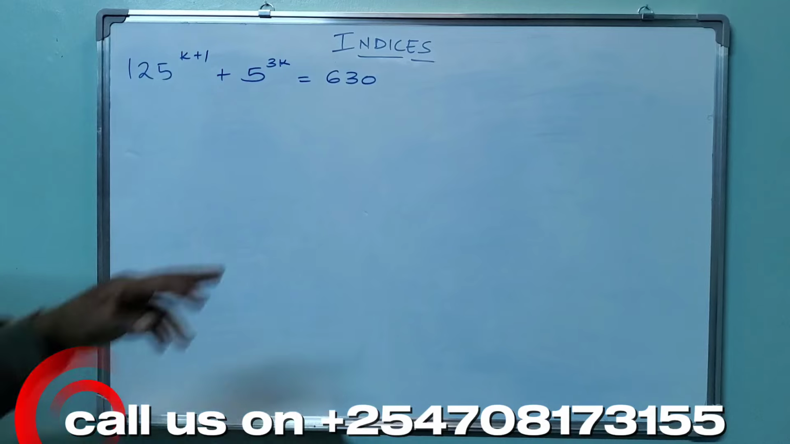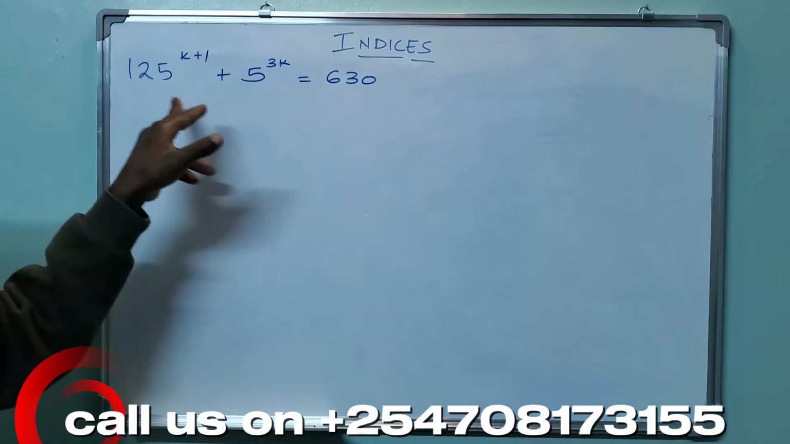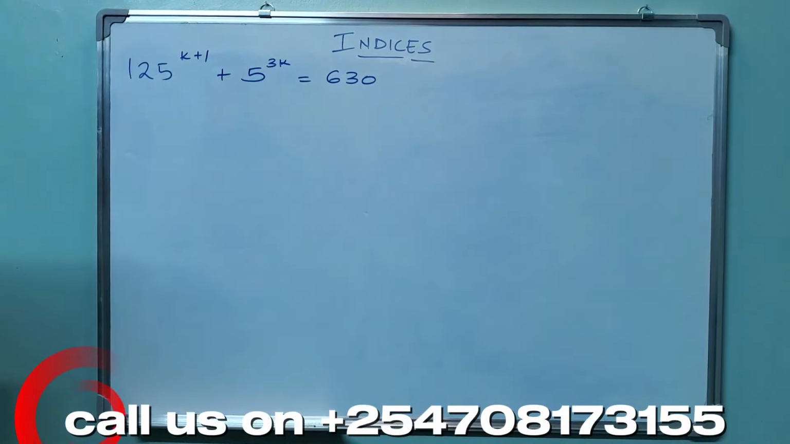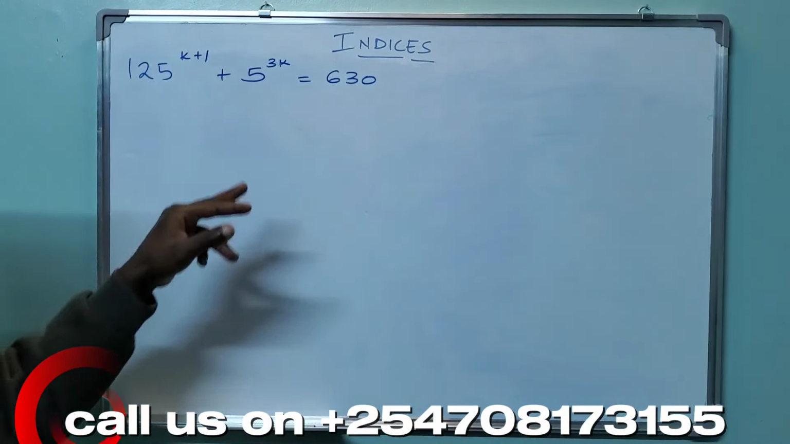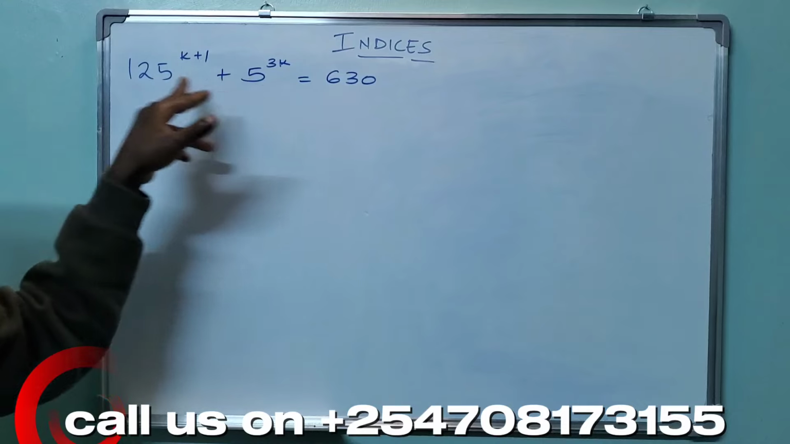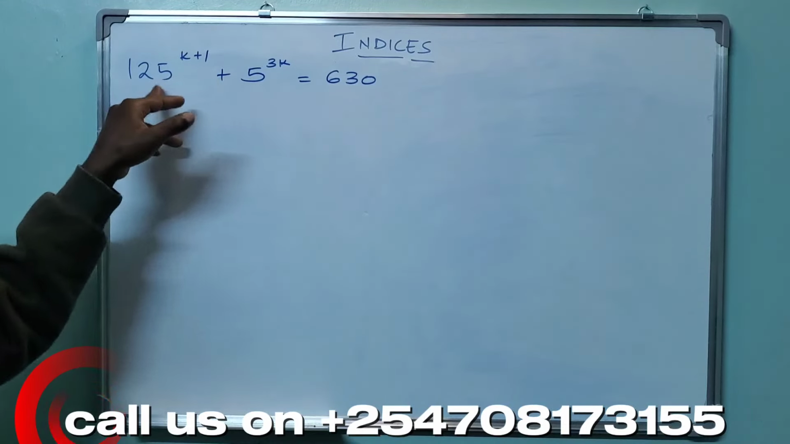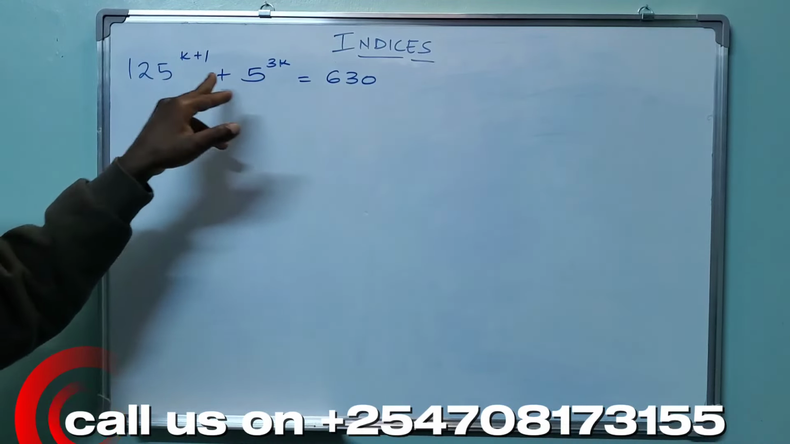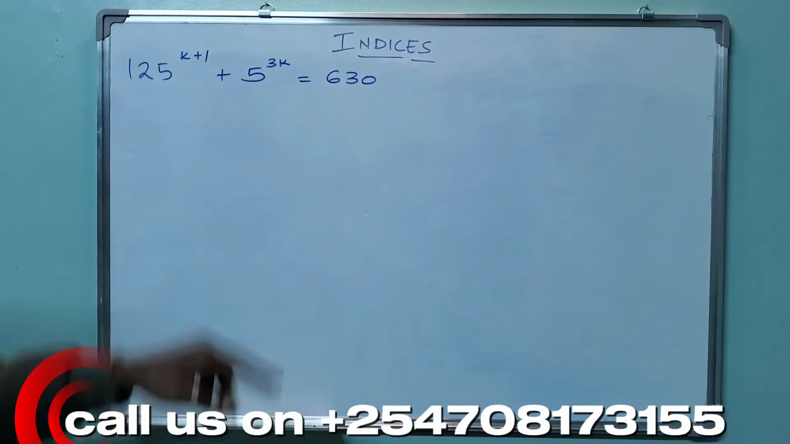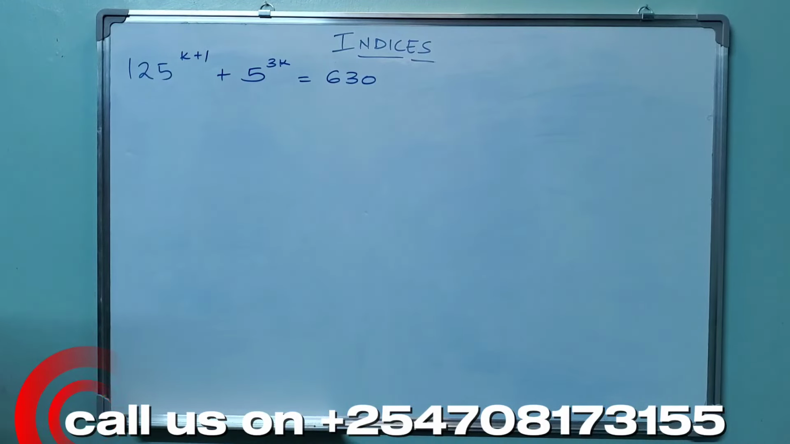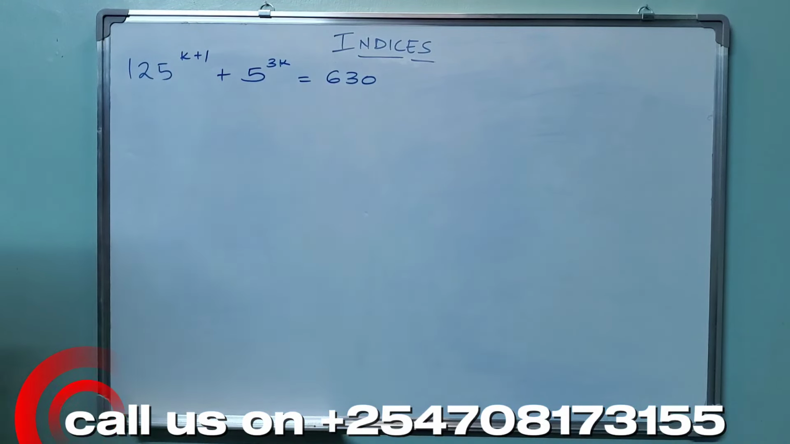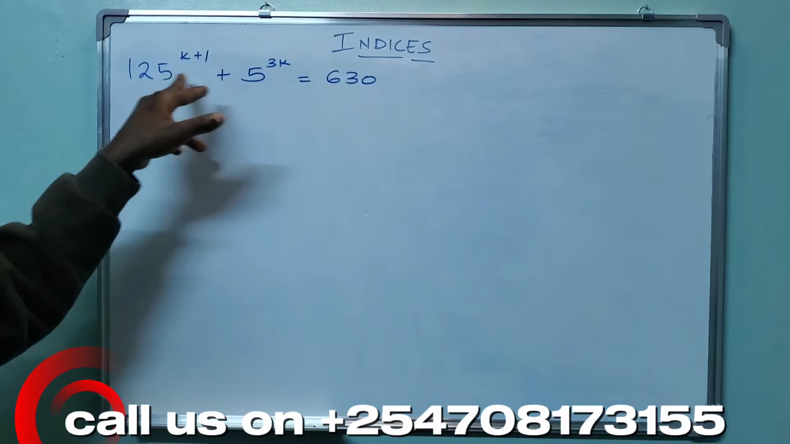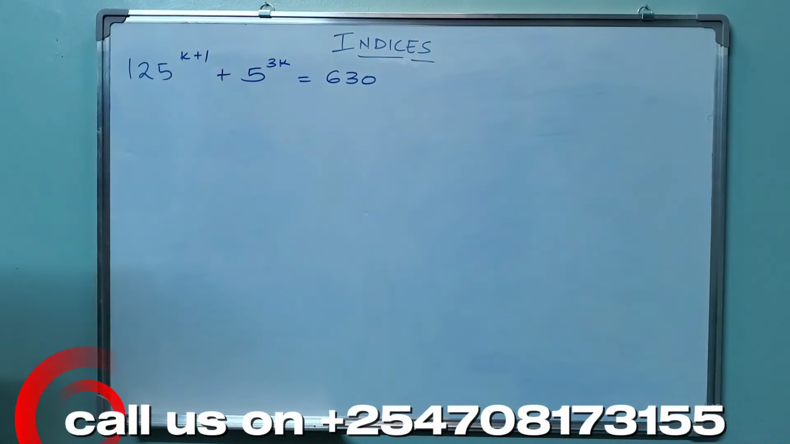Number one, we cannot make 630 to the same base as 5 and 125. Number two, even though I can make 125 and 5 to the same base, I cannot combine them. And why can't I combine them? I cannot combine them because the 2 has been separated with a plus, and there is no law of indices that allows us to combine 2 index which are separated with an addition. So first of all, let us make this 125 and 5 to the same base, because we can make them to the same base.